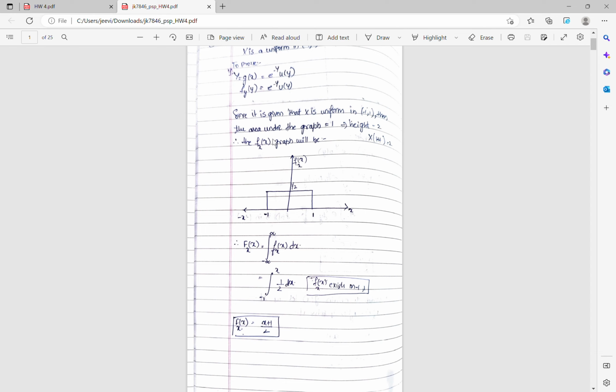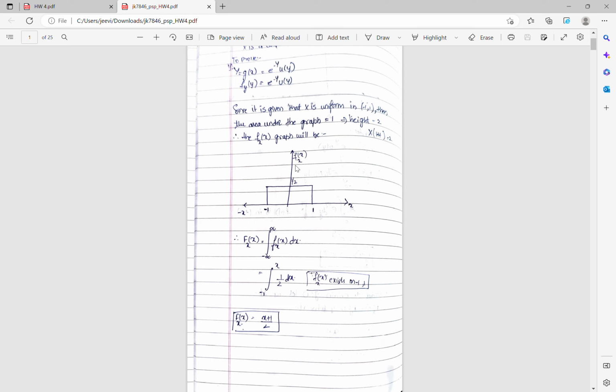Now, since x is uniform in the range -1 to 1, the area under this graph will be equal to 1. Since x is between -1 and 1 and the area of this graph is equal to 1, the height of this graph will be 1 by 2. Therefore, the probability distribution function graph will be as shown below.